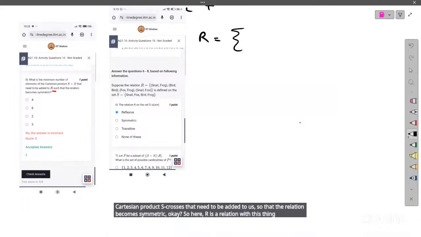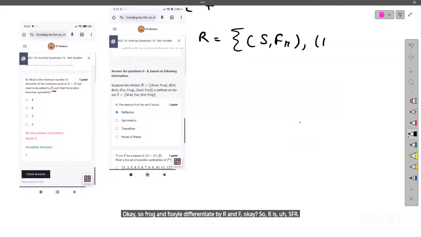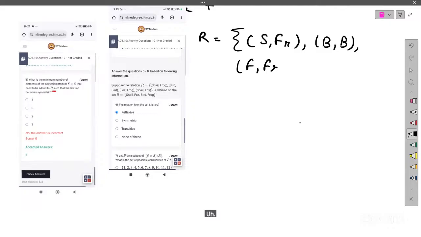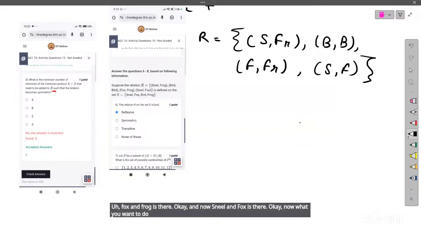I'll use the first letter of each, so frog and fox I'll differentiate by R and F. R contains the pairs (S, F), (R, B), bird and bird, fox and frog, and snail and fox. Now you want to make this relation symmetric.